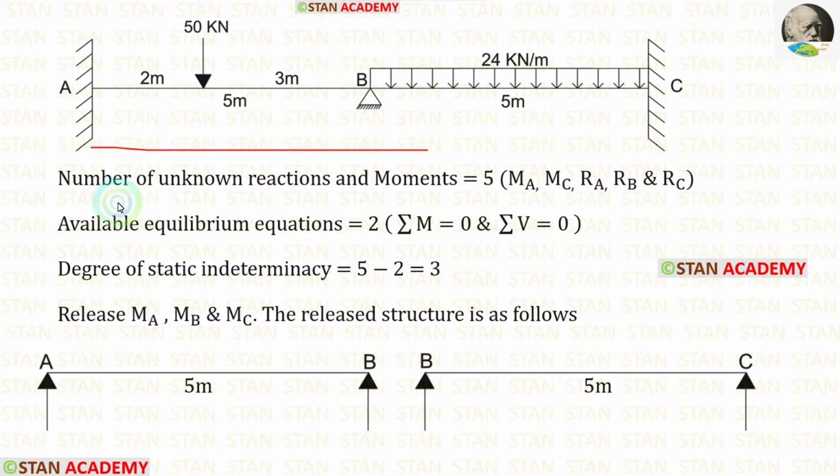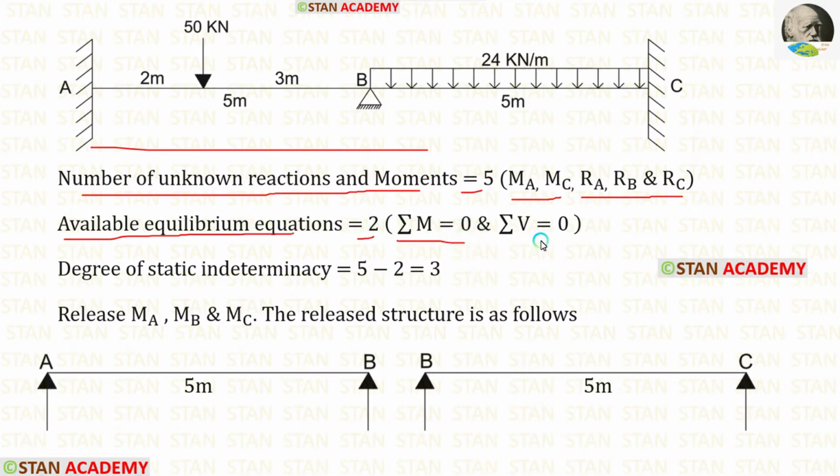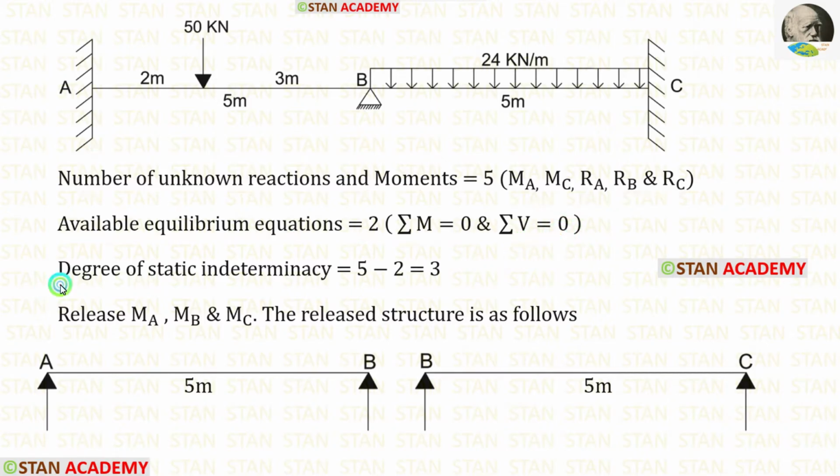In this beam, the number of unknown reactions and moments is 5. They are MA, MC, RA, RB and RC. The available equilibrium equations are 2: summation of moments is equal to 0 and summation of vertical forces is equal to 0. So the degree of static indeterminacy is equal to 5 minus 2.